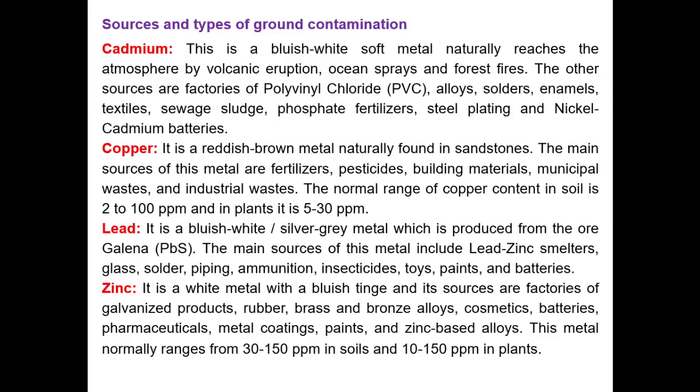It is a reddish brown metal naturally found in sandstones. The main sources of this metal are fertilizers, pesticides, building materials, municipal waste and industrial waste. The normal range of copper content in soil is 2 to 100 ppm and in plants it is 5 to 30 ppm. Next metal is lead.